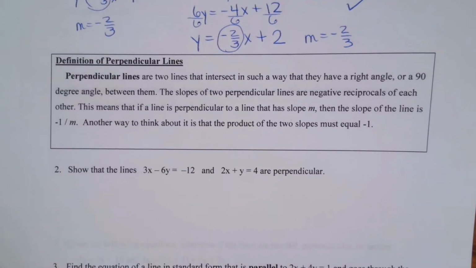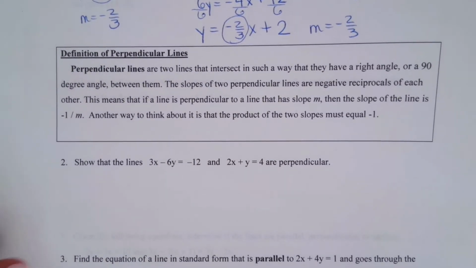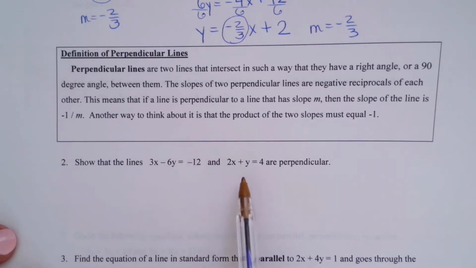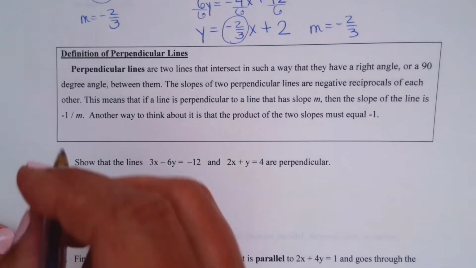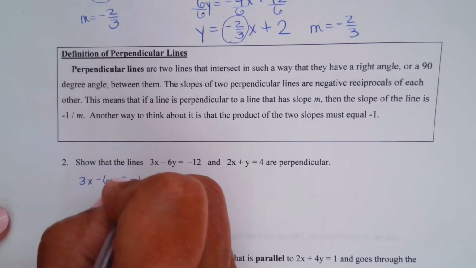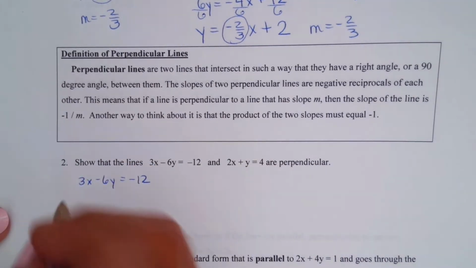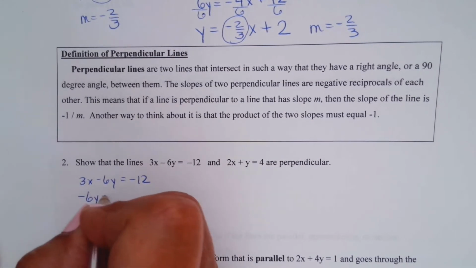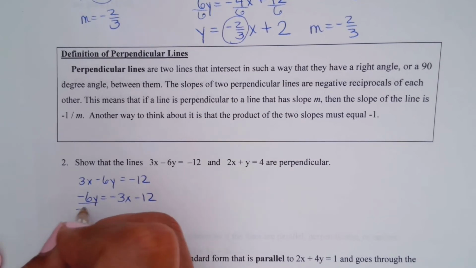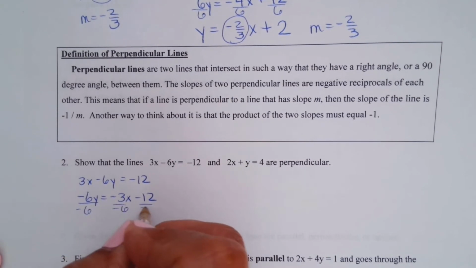Alright, so let's talk about number 2. Show that these two lines are perpendicular. 3x minus 6y equals 12, and 2x plus y equals 4. So we're going to solve both for y. I'm going to start with the first one. 3x minus 6y equals 12. Move the x term over. So it's going to become negative 3x when I move it over. And then I'm going to divide everything by negative 6.